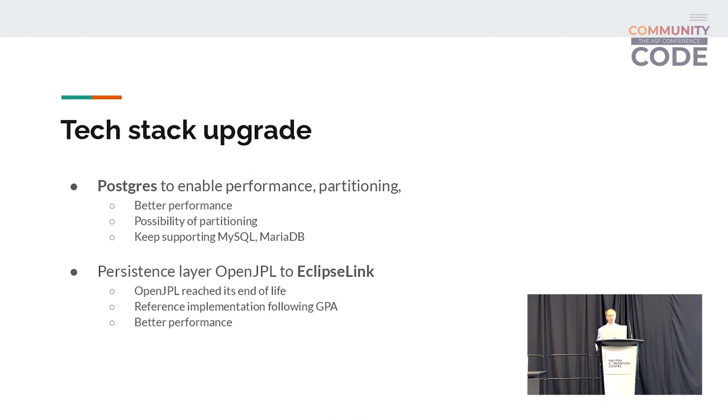The persistence layer was changed as well. EclipseLink got introduced instead of OpenJPA. One of the reasons is, again, performance, obviously, as well as a licensing question. OpenJPA reached end of life, and EclipseLink had a matching licensing policy, rather than Hibernate. So the community quickly had an agreement to use that one.